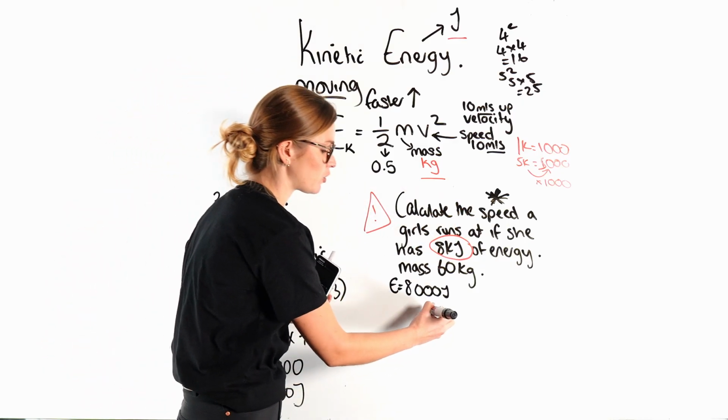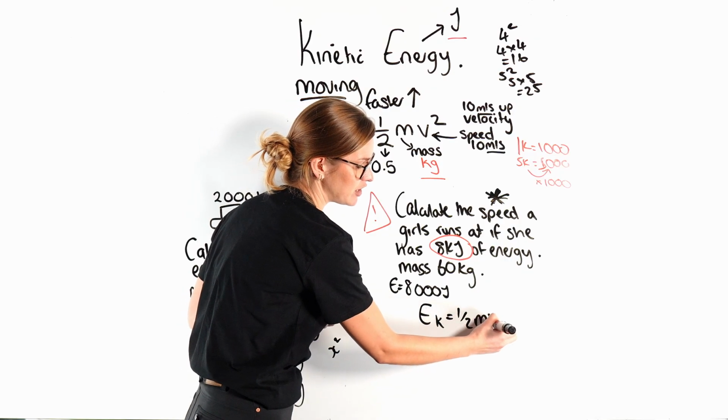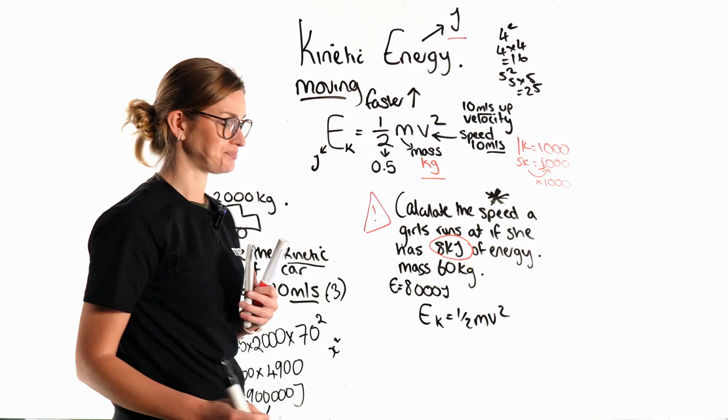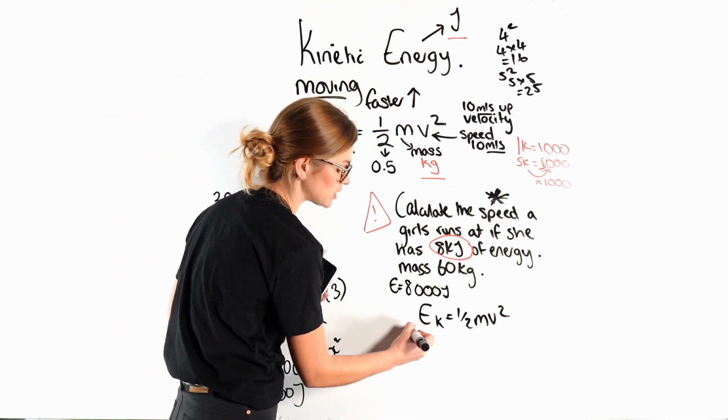So that's how I know to use my equation for kinetic energy. Energy is half the mass times the speed squared. We were told the energy this time. Energy is always that number in joules.